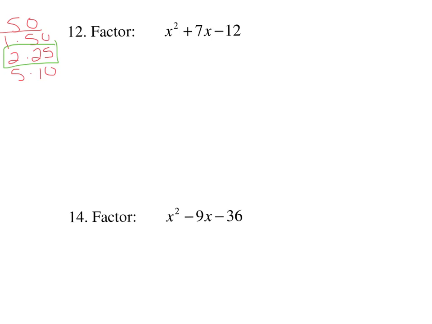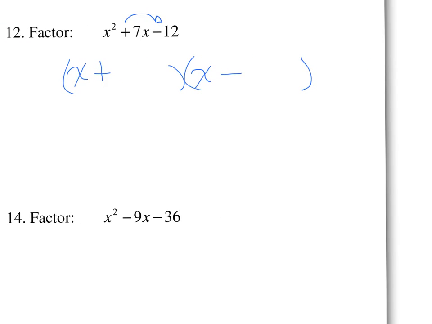X squared plus 7x minus 12. Put your binomials in. X squared is x times x. Bring down the first sign. Positive times negative is negative. So we have different signs. So we're looking for two numbers that will multiply to make 12, but since they're different signs, they will have to subtract to make 7. And we can make a list. What numbers multiply to make 12? 1 times 12, 2 times 6, 3 times 4.